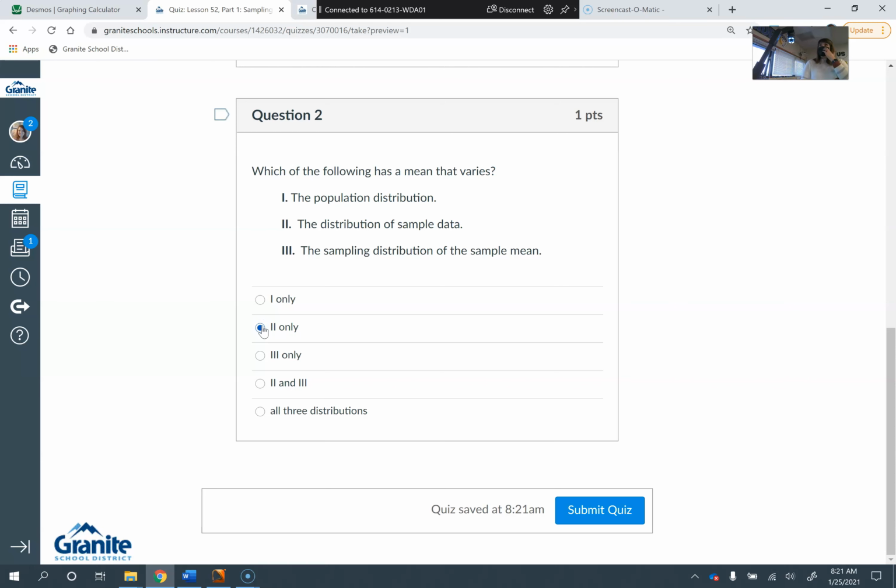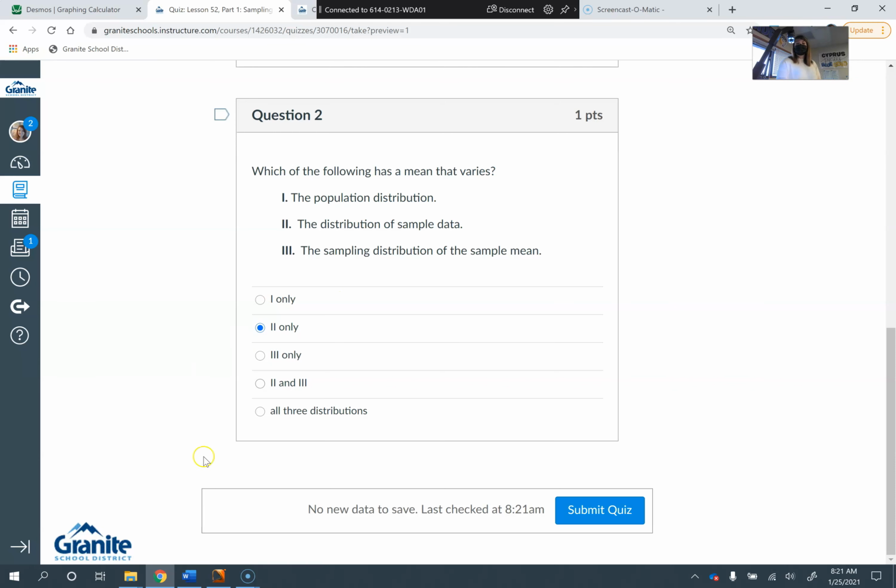And this page in your notes and page 502 are all trying to get you, both of them are trying to get you to understand this question too. Which have a mean that varies? Only the samples vary. The population and the sampling distribution usually match. Are you okay there? Okay.